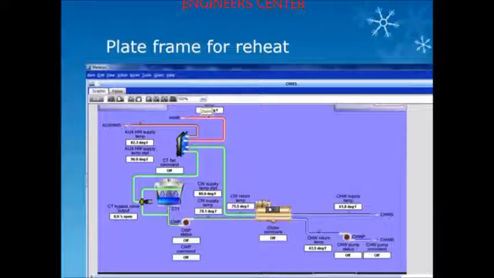In this graphic, we see the typical layout of a plate frame system configured for reheat. Unlike the system that is configured for cooling, the plate frame system on this unit is used to heat the water for the hot water system. One of the drawbacks to this type of configuration is when the outside air temperatures are at a level where the chiller itself is not needed. When the temperature reaches that level, then you will need to provide some type of a backup heating system, either a boiler or steam system.